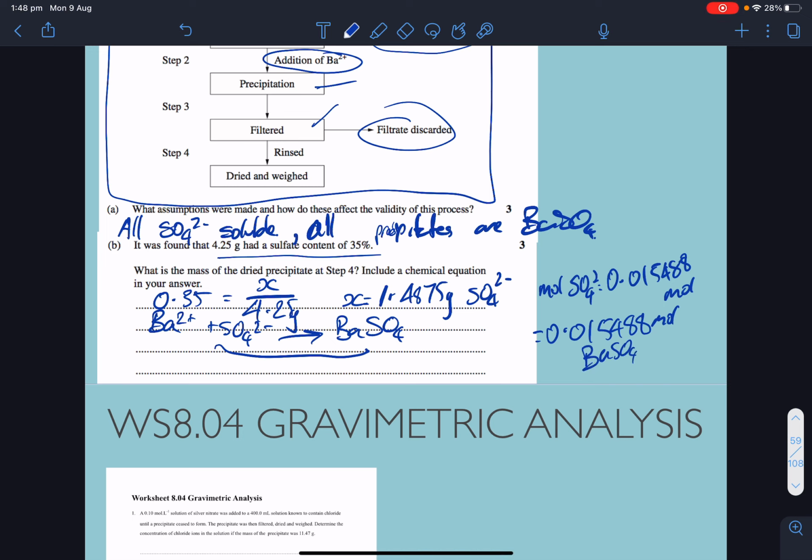And so that is going to weigh, times it by the molar mass of barium sulfate. Sorry, just doing it in my head. Doesn't work well on video. So multiply it by the molar mass of barium sulfate, which is 137.33 plus the 32.07 plus the 4 times 16. So the mass of barium sulfate was 3.61 grams. Okay, so the mass of the precipitate that formed, 3.61 grams.